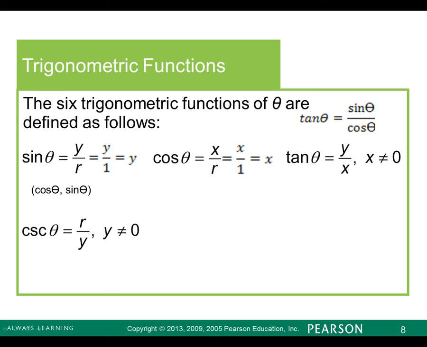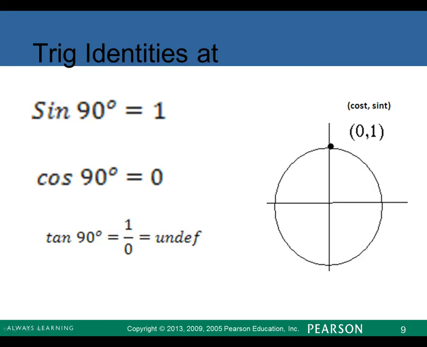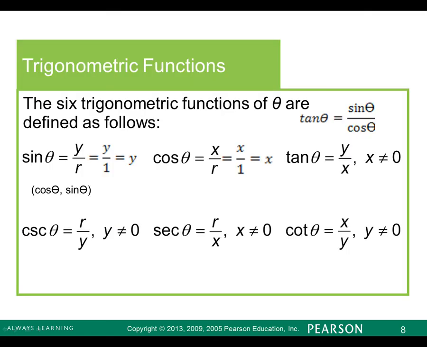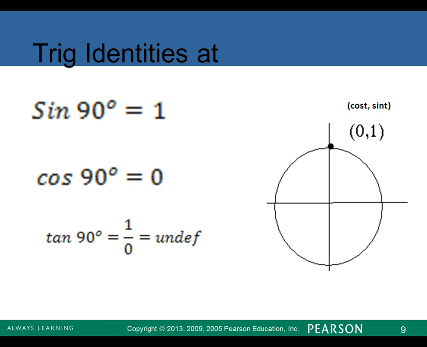So cosecant is r over y. Since sine is y over r, cosecant is r over y, or 1 over y. Secant is reciprocal, 1 over x, and cotangent, x over y. Okay, so you could also say 1 over sine here, 1 over cosine here for secant, and then cosine over sine for cotangent. Okay.